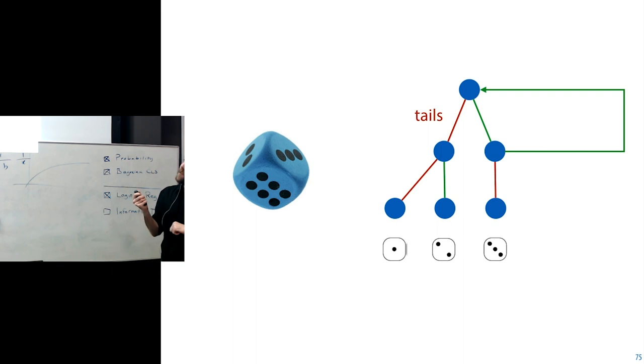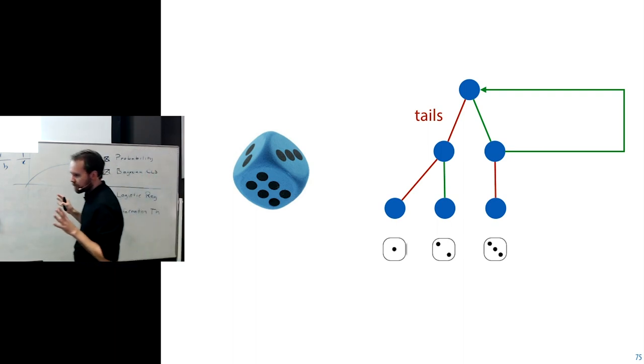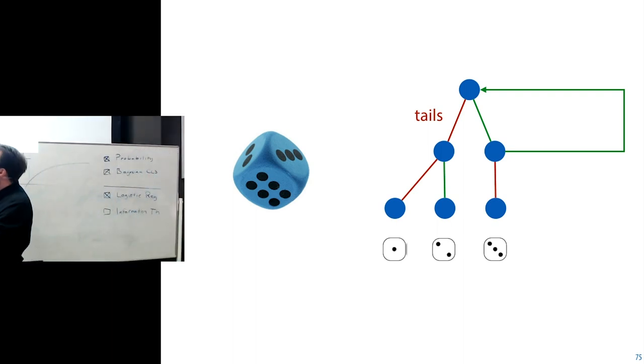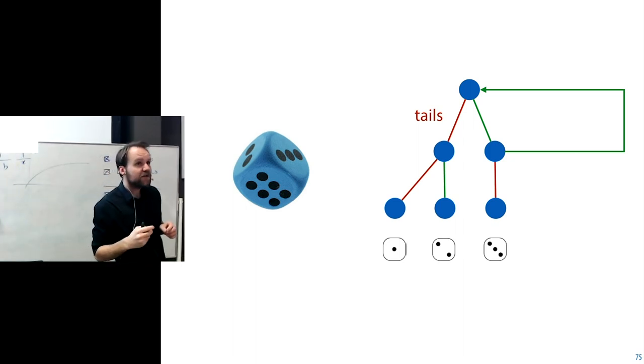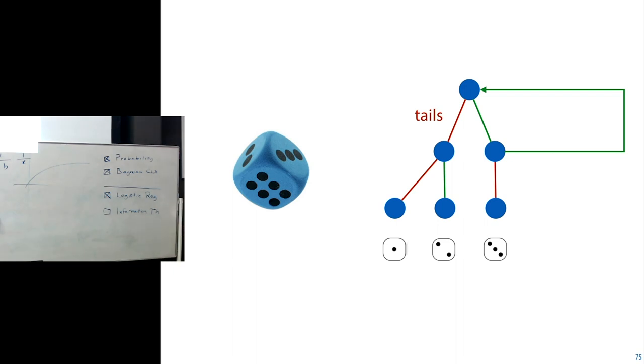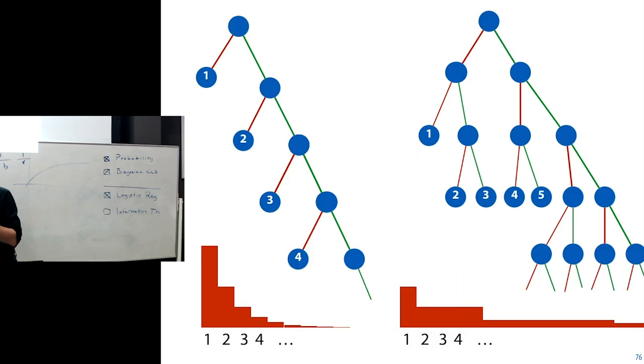For now, let's get rid of these loops. So we don't do loops, and we just do trees like these, potentially infinitely long trees, but trees with numbers on the leaves, with outcomes on the leaves. And we traverse the tree by flipping a coin. So it's always a binary tree. We traverse the tree by flipping a coin, and that gives us a probability distribution of whatever we've put on the leaves. So you can get different probability distributions.